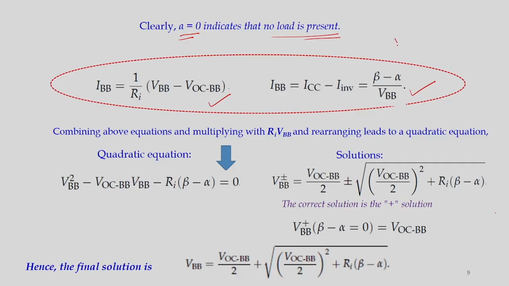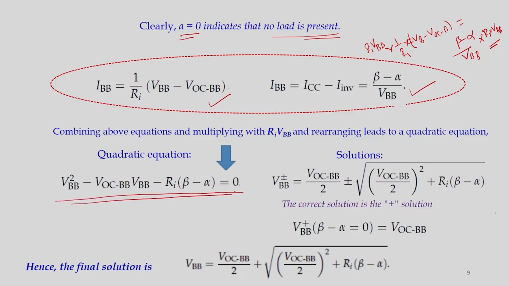So, I can write 1 by Ri multiplied by VBB minus VOCBB is equal to beta minus alpha divided by VBB. If we multiply this expression with Ri and VBB, then how will it look? Ri multiplied by VBB, and if we simplify it, we get this kind of quadratic equation. So, we will have two solutions. This VBB plus minus will be something like this. This is the solution.